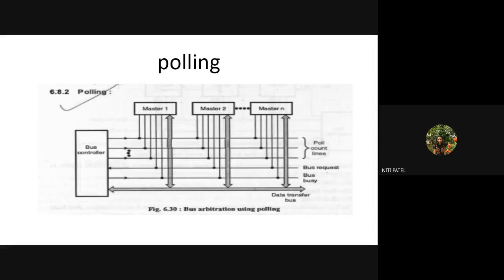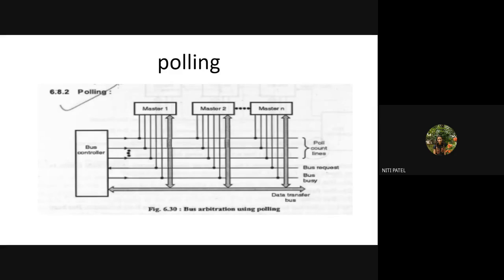If that bus is busy, the bus busy line will be activated to that particular master device, which will assume that the bus is right now busy, and it has to check again if the bus is free or not. If that bus is free, the controller will generate a bus grant to the master device. When the bus grant is generated, the master is supposed to assume that the bus is allocated, and then the data transfer can be done.